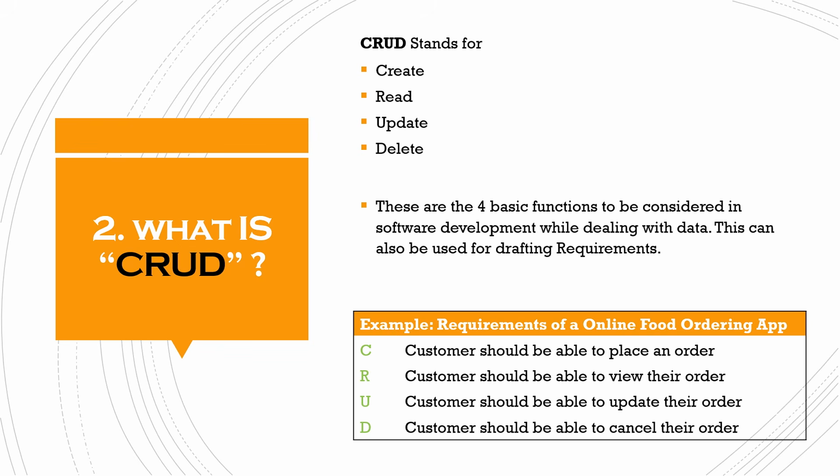C stands for create, so customer should be able to place an order. R stands for read, customer should be able to view their order. And U stands for update, customer should be able to update their order. And D stands for delete, customer should be able to cancel their order. So it's a very good technique to ensure that the data is handled end to end, right from creation up to deletion.